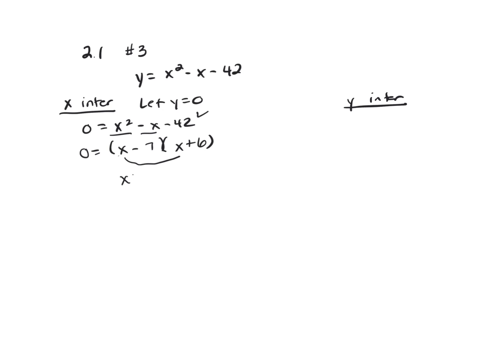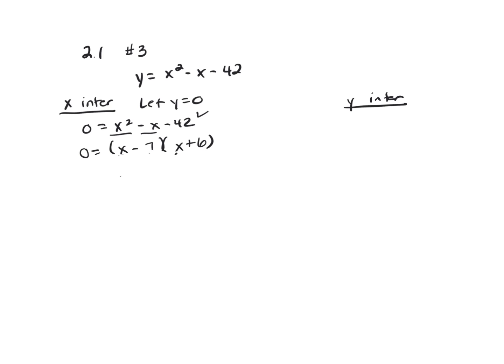X times x is x squared. X times 6 is positive 6x. Negative 7 times x is negative 7x. Negative 7 times positive 6 is a negative 42. Now combine like terms, and you get x squared minus x minus 42. So it checks. Now we're trying to solve this equation.